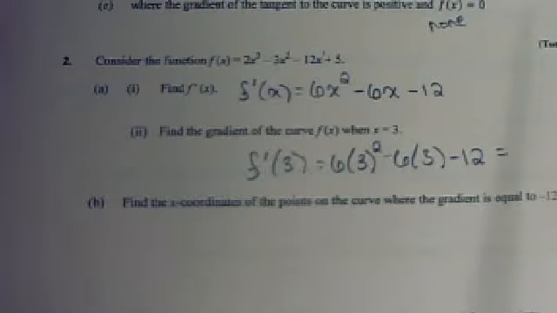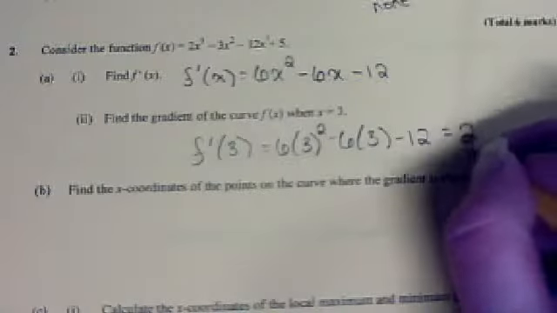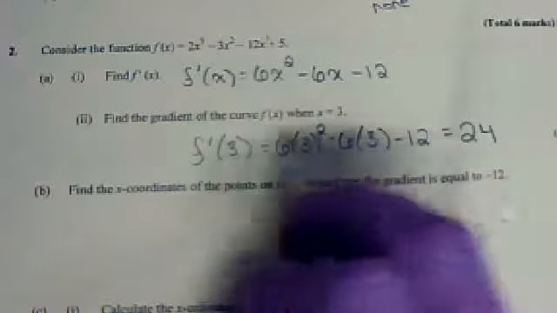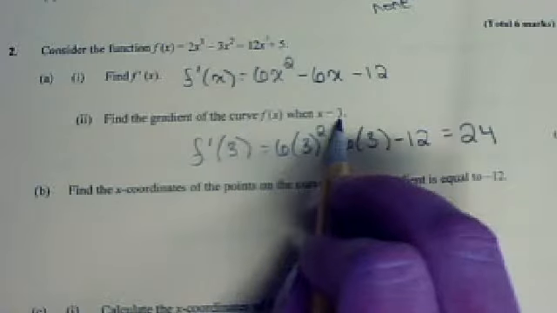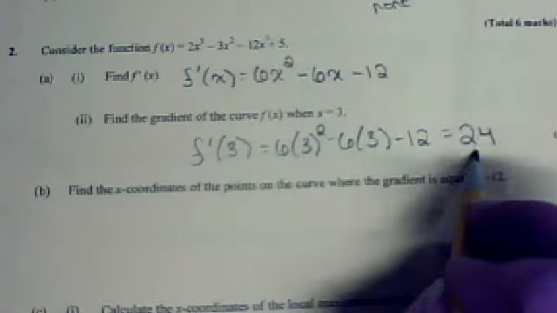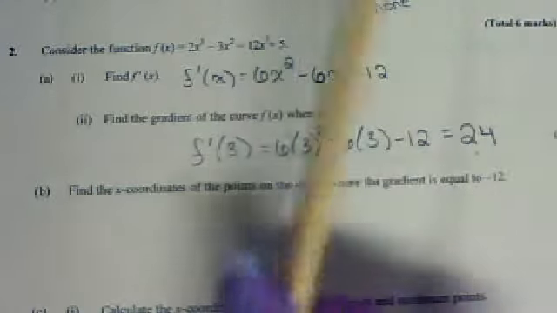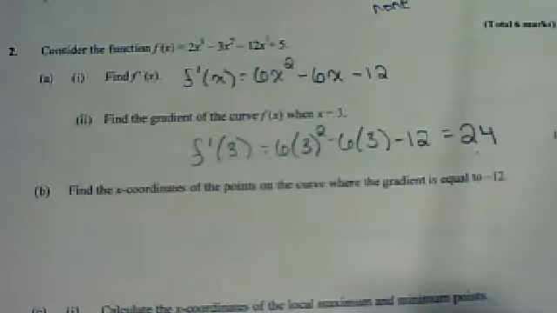6 times 3 squared minus 6 times 3 minus 12. And we get a 24. In other words, the slope when x is 3 is 24. It's very, very positive. So that'd be very, very steep on the graph.